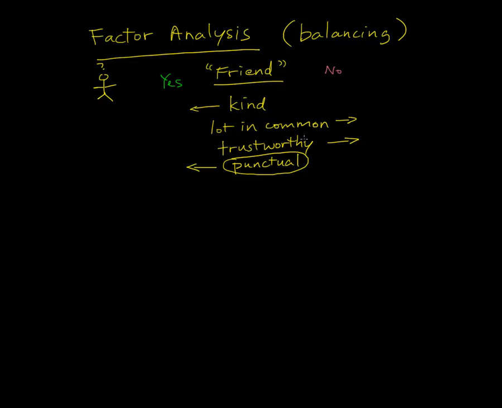tie. Now, another reason that we don't just count factors is that some factors may be more important than others. They may weigh more than the others do in the analysis. So we need to weigh them all together or balance them. That's why the factor test is also called a balancing test.